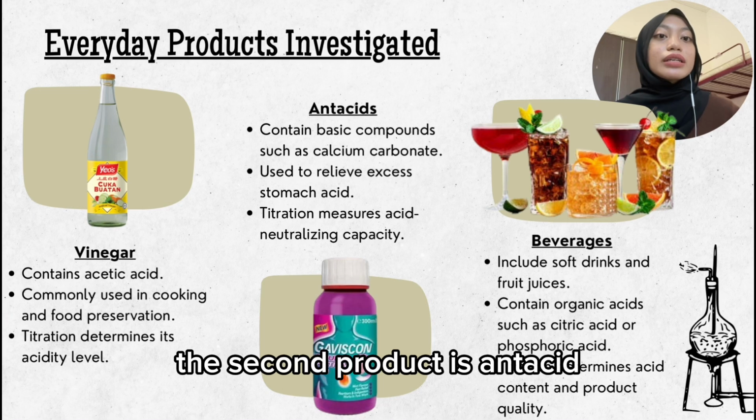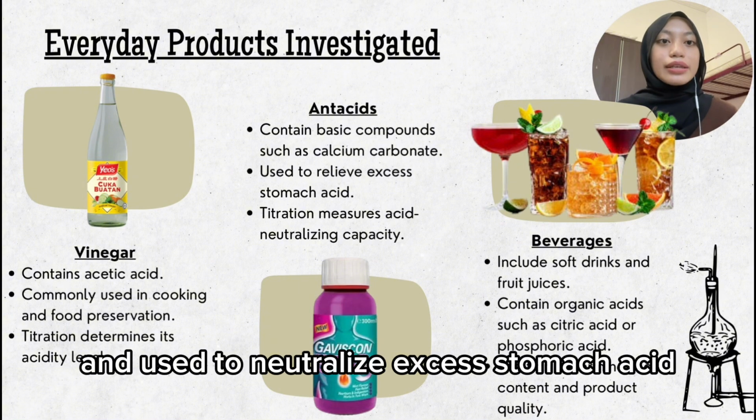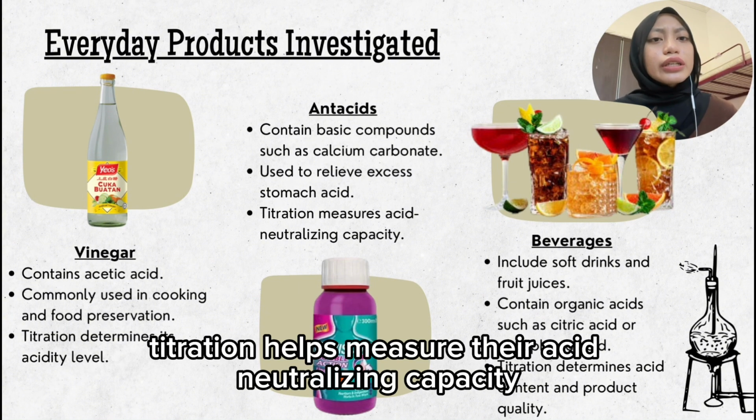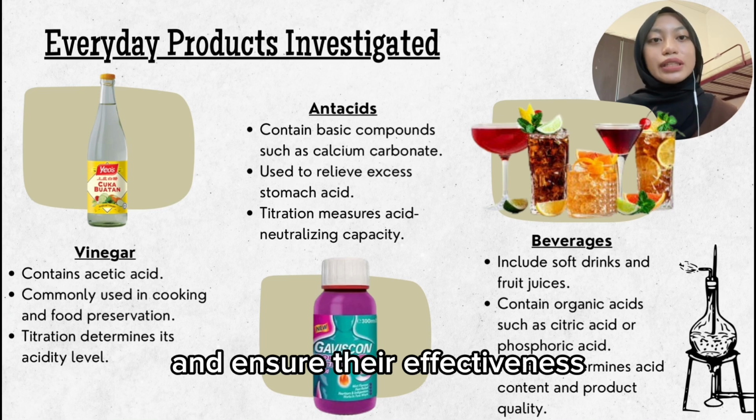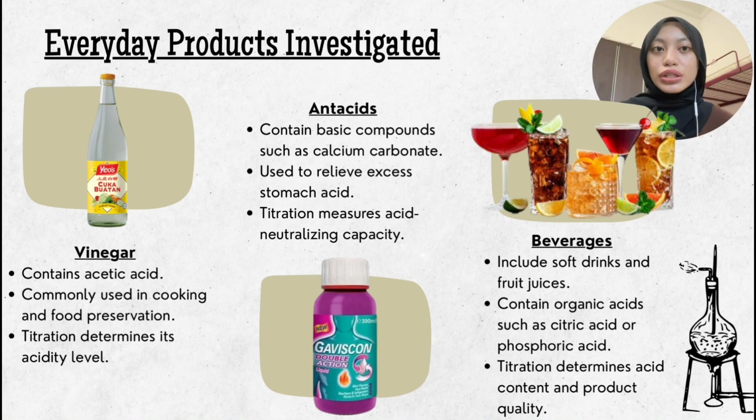The second product is antacid. Antacid contains basic compounds such as calcium carbonate and is used to neutralize excess stomach acid. Titration helps measure their acid neutralizing capacity and ensure their effectiveness. Lastly, beverages, including soft drinks and fruit juice, contain organic acids such as citric acid and phosphoric acid. Acid-base titration is used to determine their acid content and maintain product quality.